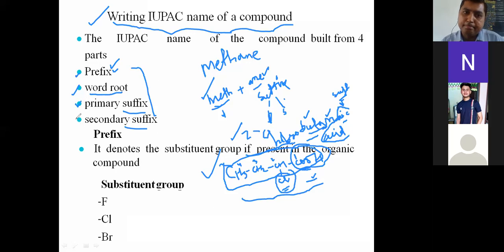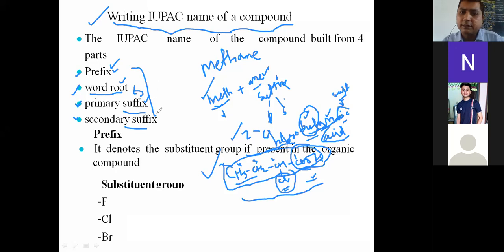Primary suffix means the suffix which is attached to the word root. The word root here is the 4 carbon chain, so butane. But is the word root. Ane is the suffix attached to the but, so in butane, ane is the primary suffix.